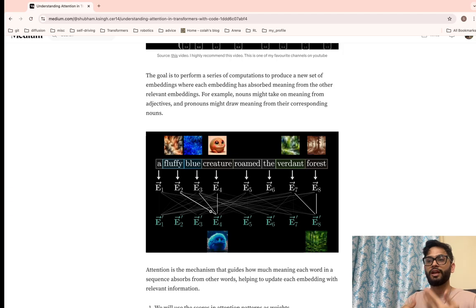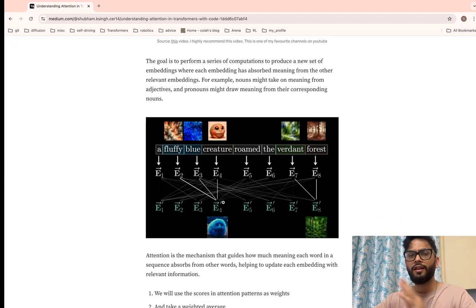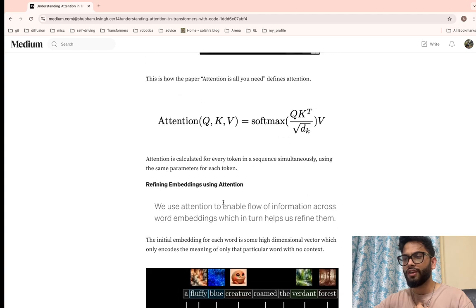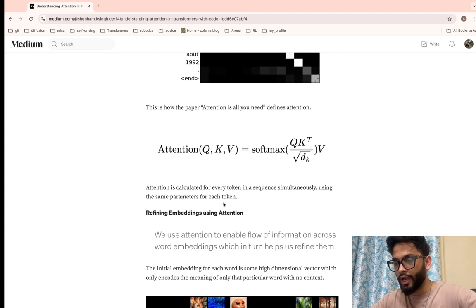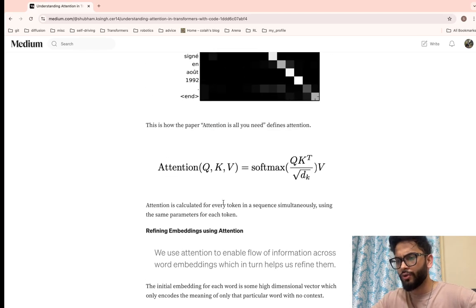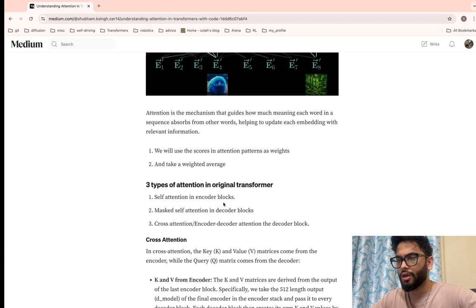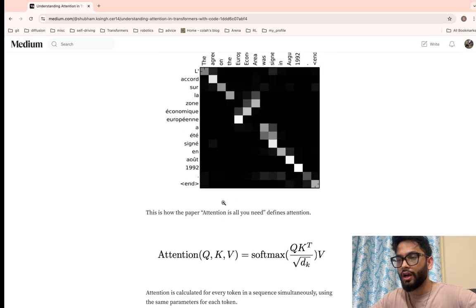So every token is updating, let's say, their own embeddings so that we have better embeddings. That is the idea of flow. So now, let's look at this formula also. We'll come to it later. Cool. How do we do that is simple.